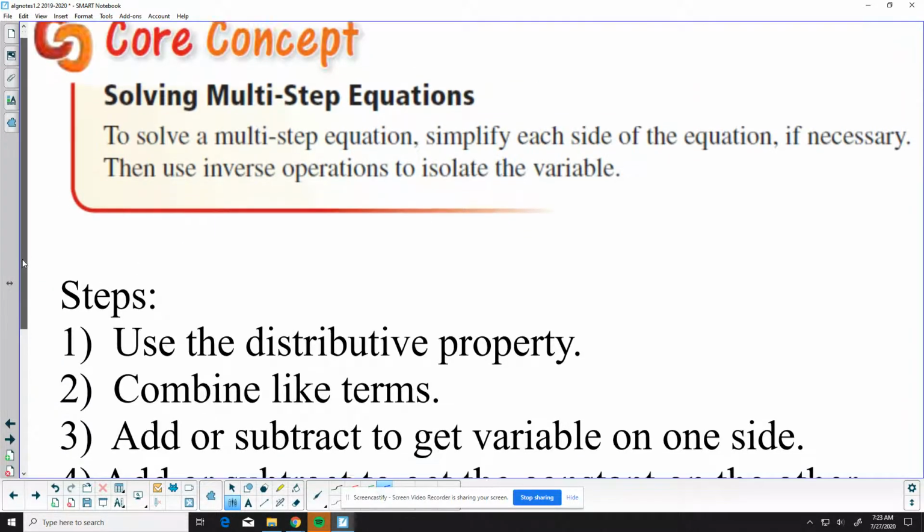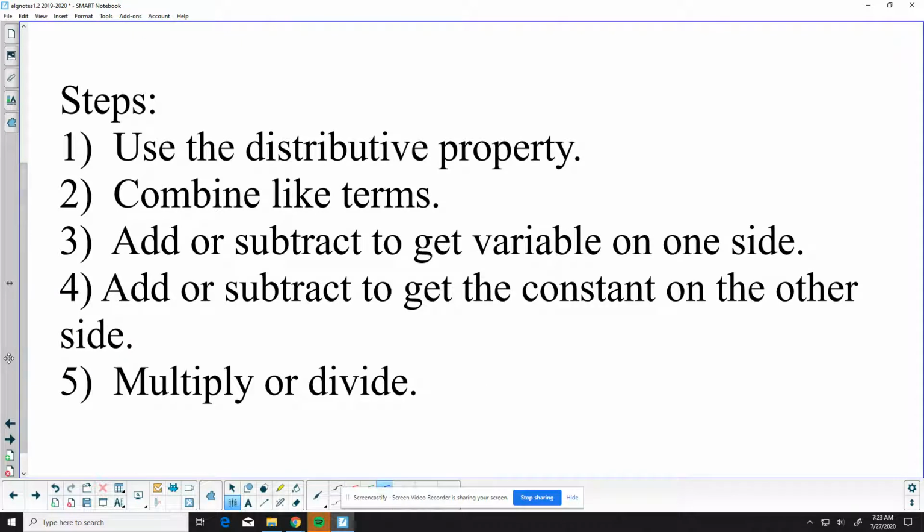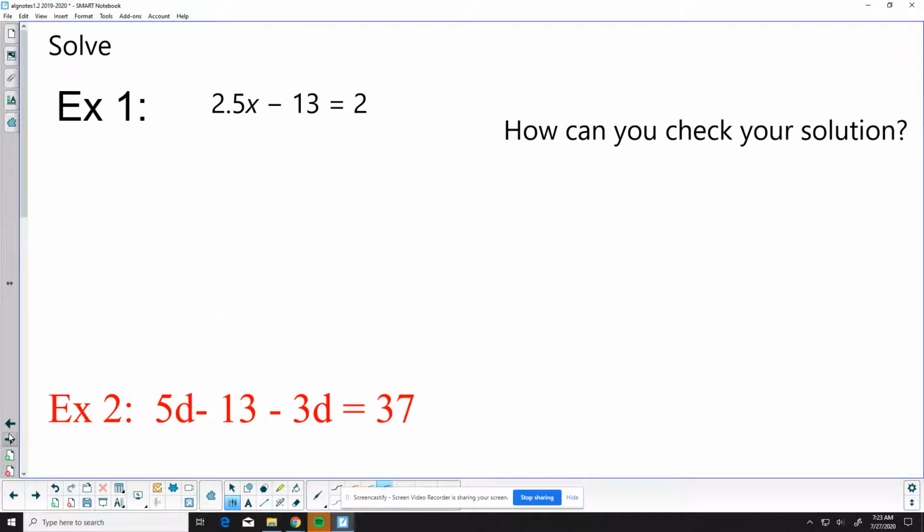Okay, and here are the steps for solving multi-step equations. If you want to write these down in your notebook, press pause and write them down. First you would distribute, then you would combine like terms, then you would move your variable term by adding or subtracting, and then your constant term by adding or subtracting, and then multiply or divide. All right, so let's do a couple here.